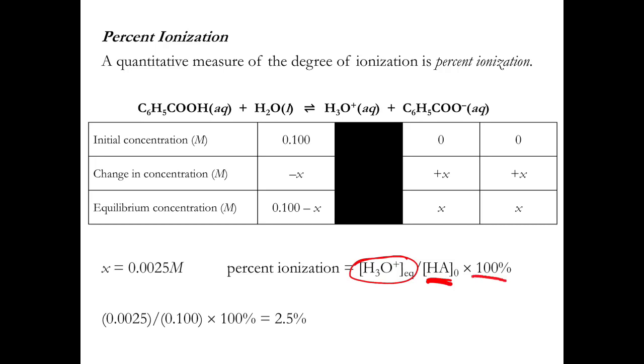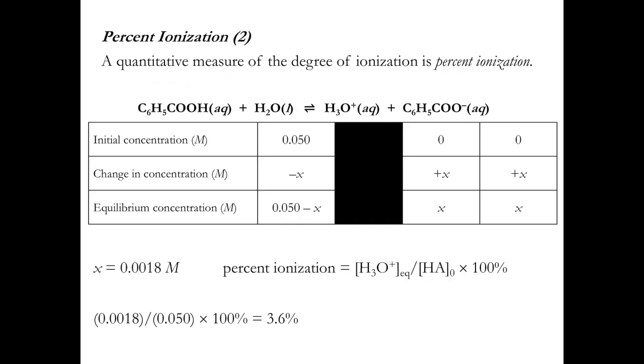So if we look at this particular weak acid, C6H5COOH, that's benzoic acid. And if we solved for what percentage of a 0.1 molar solution of benzoic acid actually reacted with water, then in the end, we're going to find that about 2.5% of it reacts.